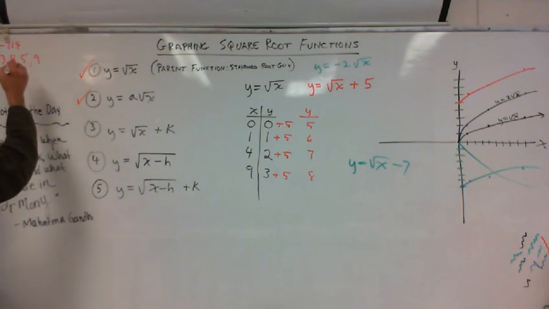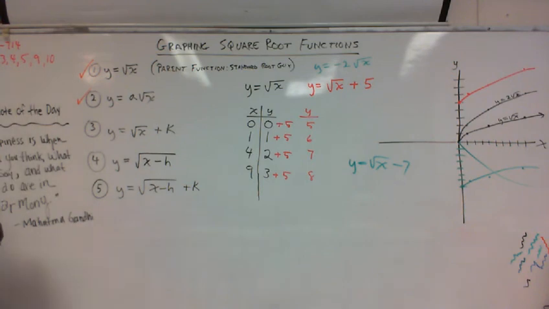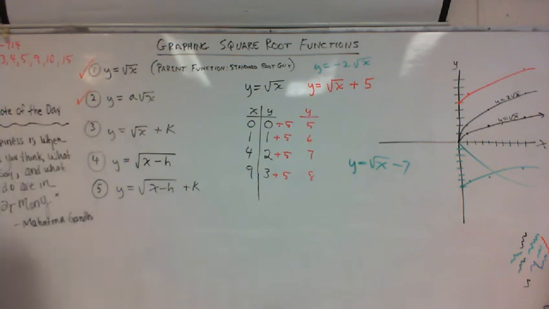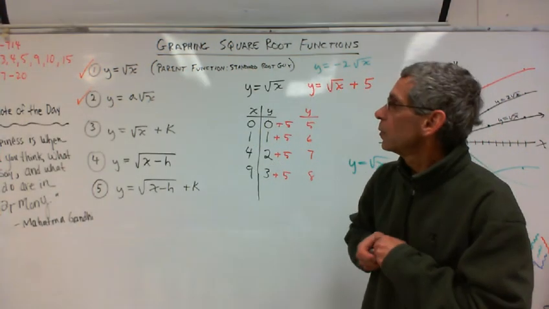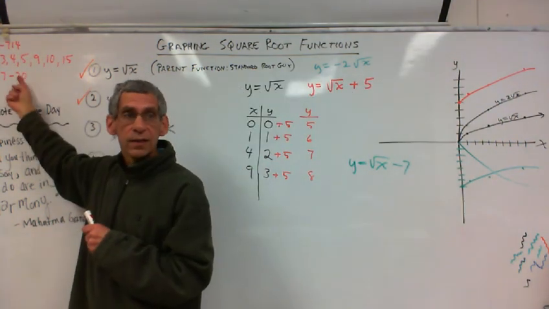9, 10. And then also 15, just one to make you think. And then let's do 17 through 20. And that's it. So you do 3, 4, 5, 9, 10, 15, and then 17, 18, 19, 20.